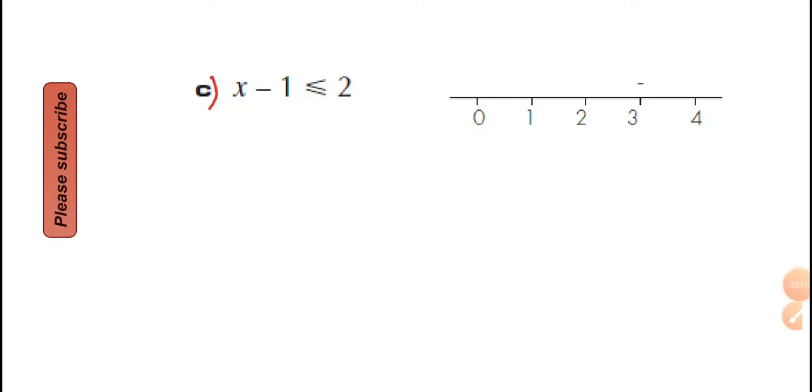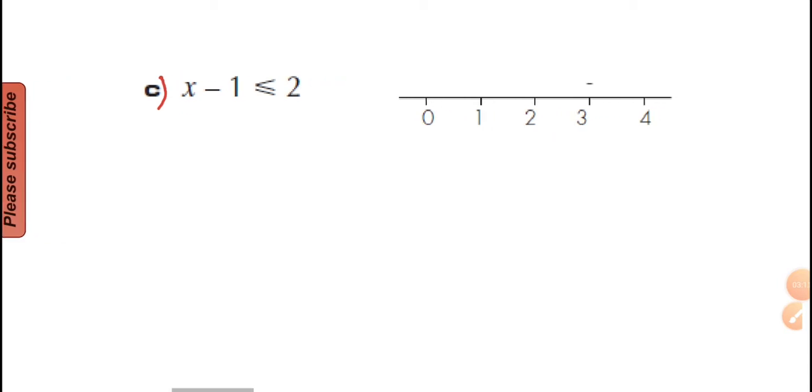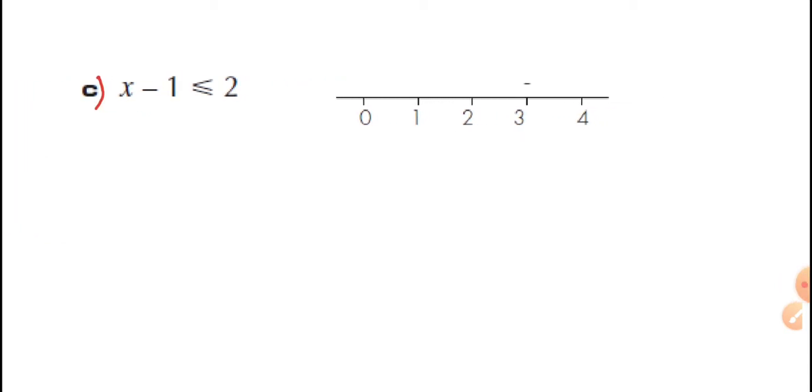Question C now. We want the x by itself, so that means we have to get rid of this minus 1 on the left hand side. How do you get rid of minus 1? We have to add 1 to the left, and to keep it balanced, we have to add 1 to the right as well. So we'll add 1 to both sides. On the right hand side, 2 add 1 is 3. Copy the sign down. The minus 1 and the plus 1 cancel out, leaving us just x. So x has to be equal to or less than 3.